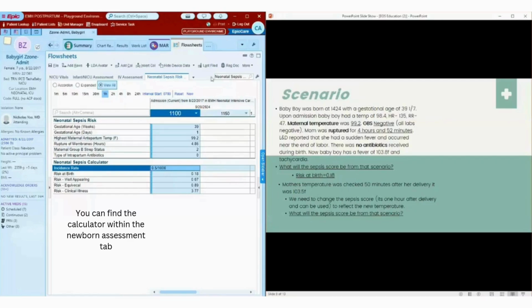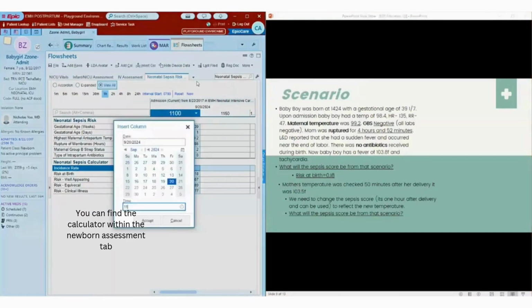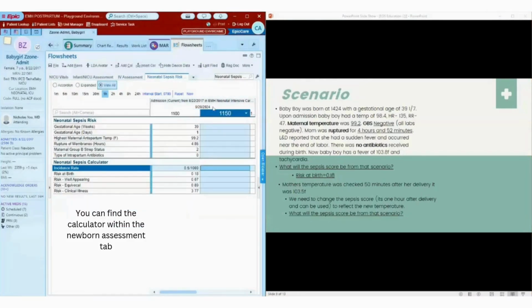So we add a column, and we're going to input the information. This is going to be the same. This one's going to be the same. This one will change, so it's 103.5. This will be the same, 4.86, 2, and 0. So see how that significantly changed our risk at birth? It is now 7.4.